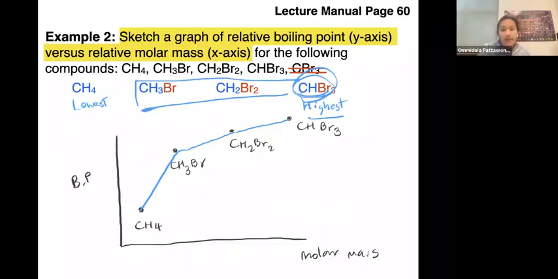On the exam, I might ask you to plot graphs the same. So the same analysis, right? You go by the type of IMF first. If they're the same type, then you're looking at molar mass. If they have the same molar mass, then you're looking at the shape of the molecule.